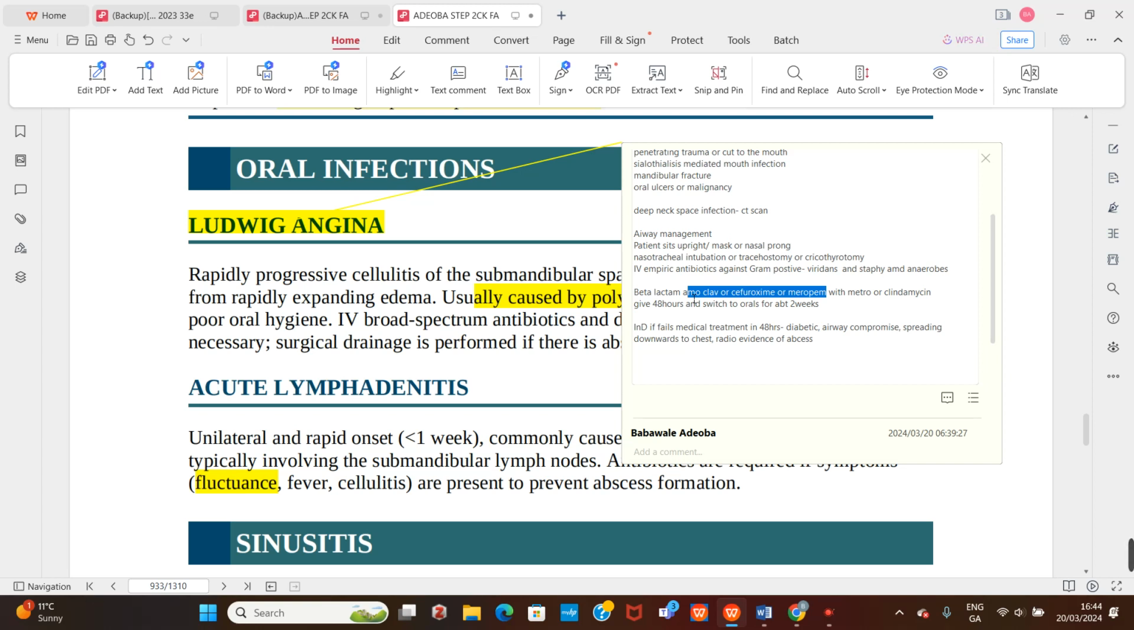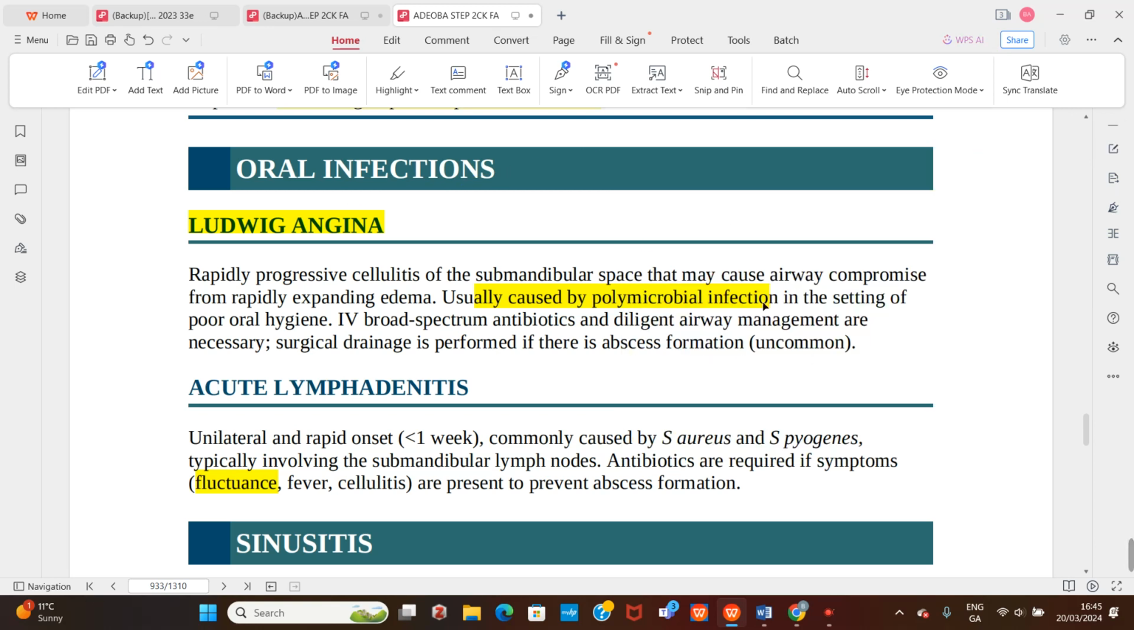So, radiological evidence of abscess, people with airway compromise, or people that are having spreading infection down the neck or down the chest rather, you have to do your incision and drainage of that abscess that is collecting within that region, because that is the reason why that person is failing medical treatment. That's the reason why the person is not getting improved within 48 hours of starting your IV broad spectrum antibiotics.